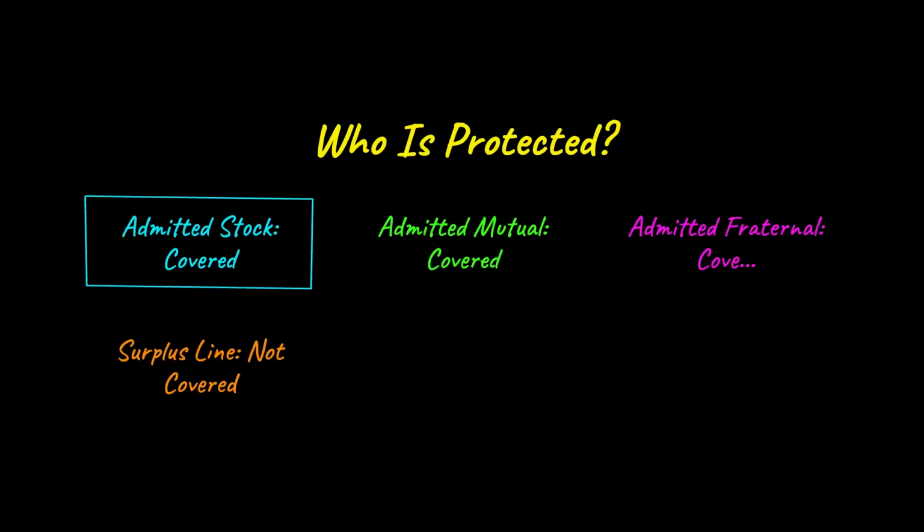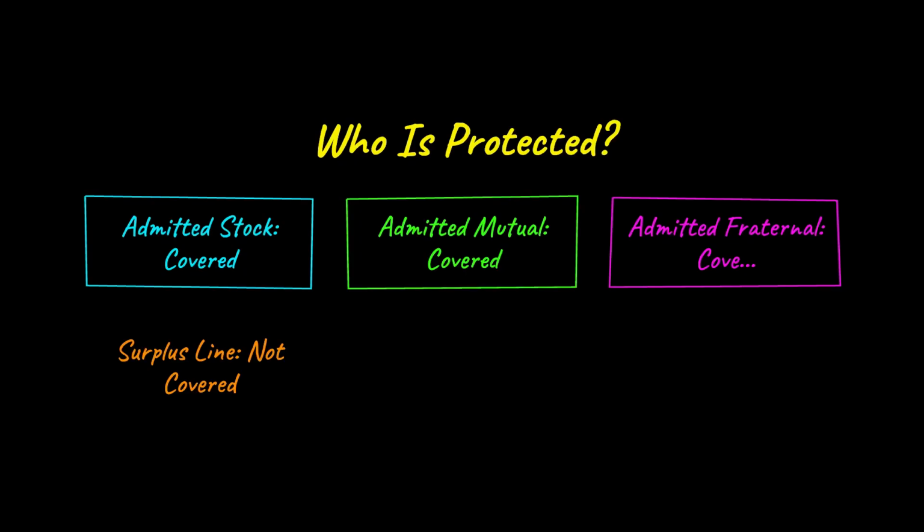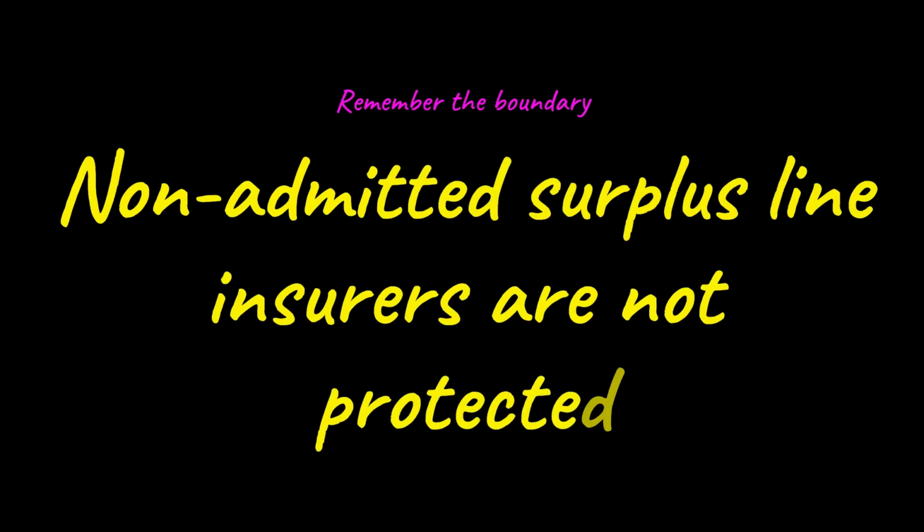Admitted stock, mutual and fraternal insurers are all authorized in California, so their policyholders fall within the association's protection. Only the non-admitted surplus line insurer stands outside the pool that funds the guarantee. The trade-off for surplus lines accepting unusual risks is losing Guarantee Association protection. If insolvency strikes, only admitted insurers' policyholders have a safety net to rely on.